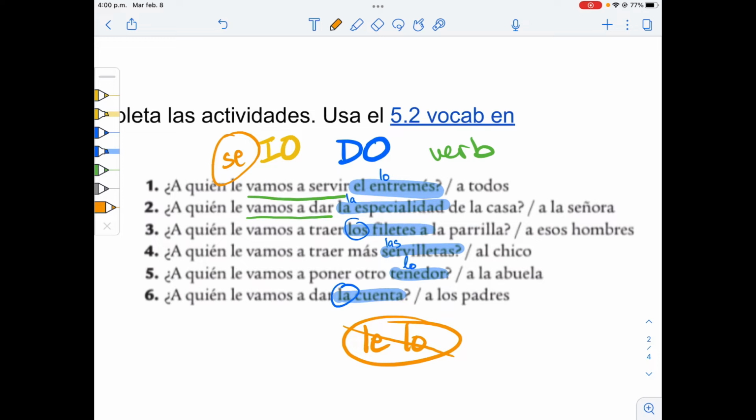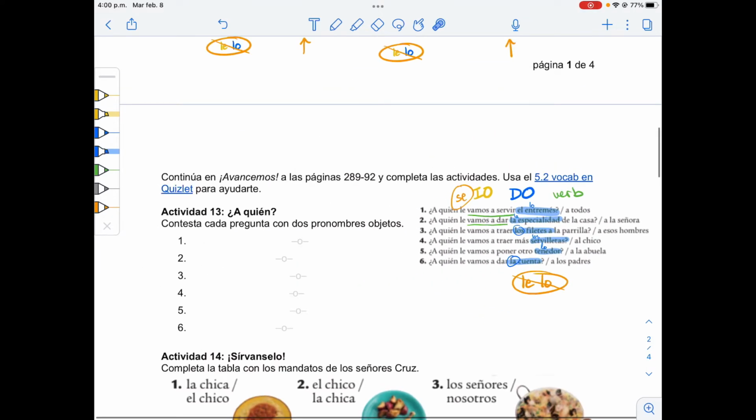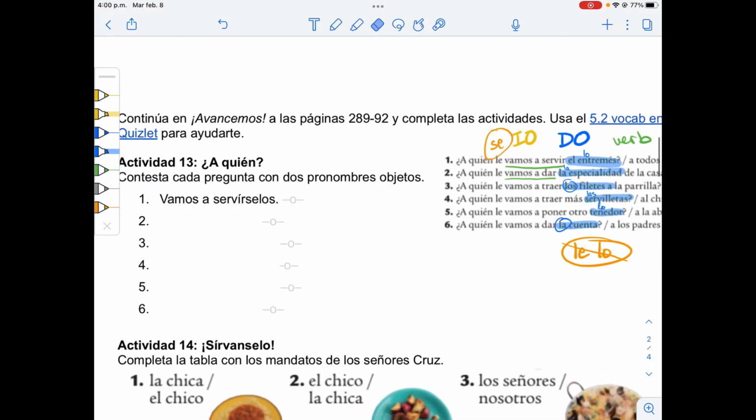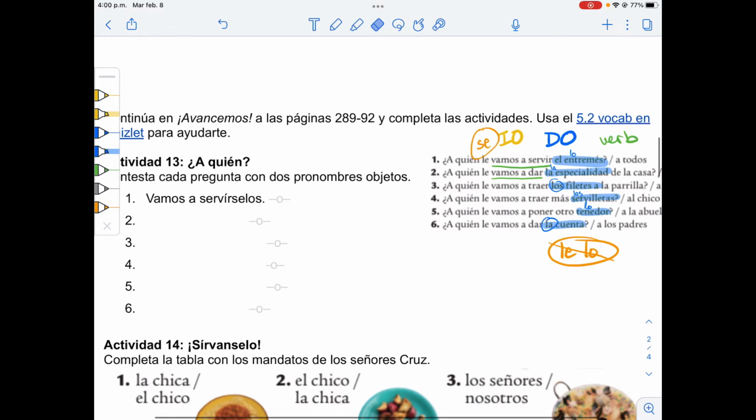Okay. This gives us two options. One, we can just kind of plop them all together. Vamos a servirse lo. And that gives us our first shot. Vamos a... Why is it los? I think that's a typo.